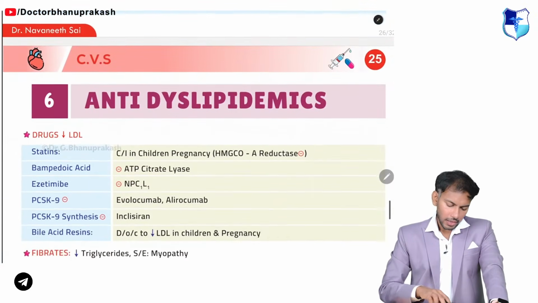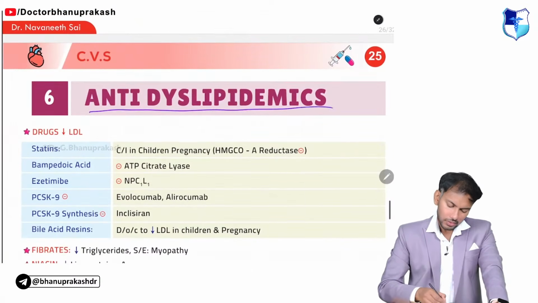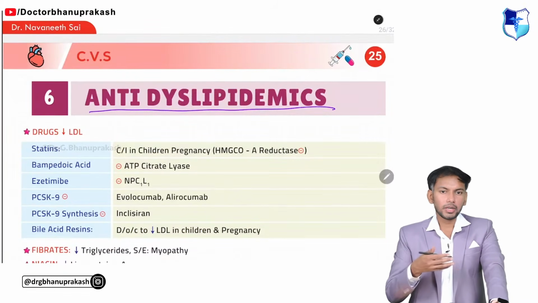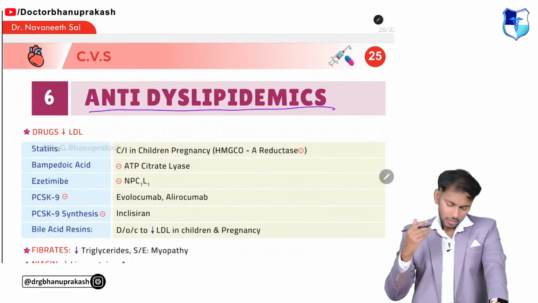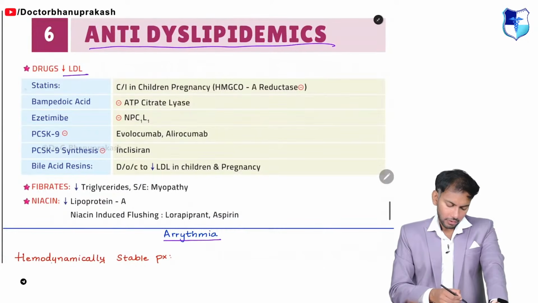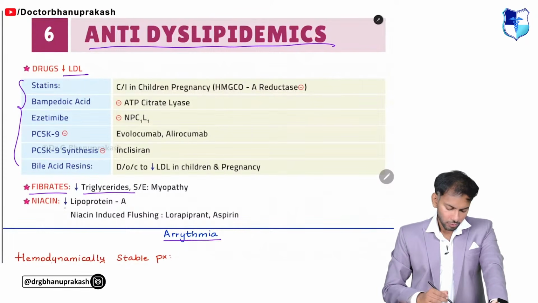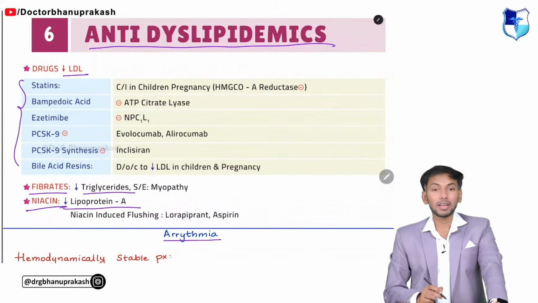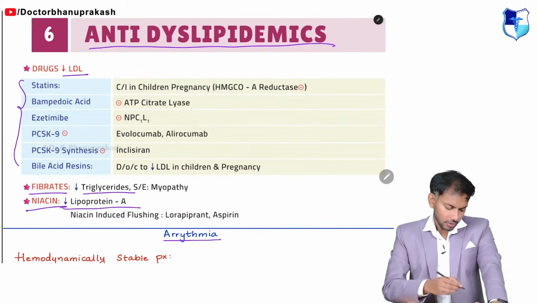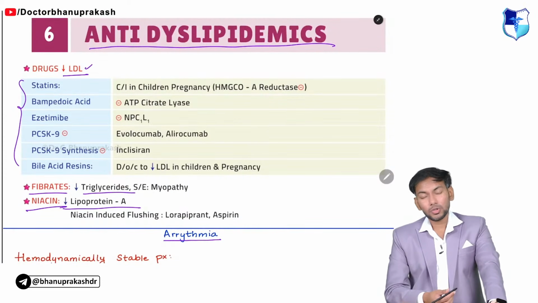Now, coming to the last part, pretty simple, all of you know this. I am just going to rush through it. It is anti-dyslipidemics. If you want to decrease LDL, we have all these drugs. If you want to decrease triglycerides, we have fibrates. If you want to decrease lipoprotein(a), we have niacin. Now, first start with the LDL. What is the drug of choice to decrease the LDL?